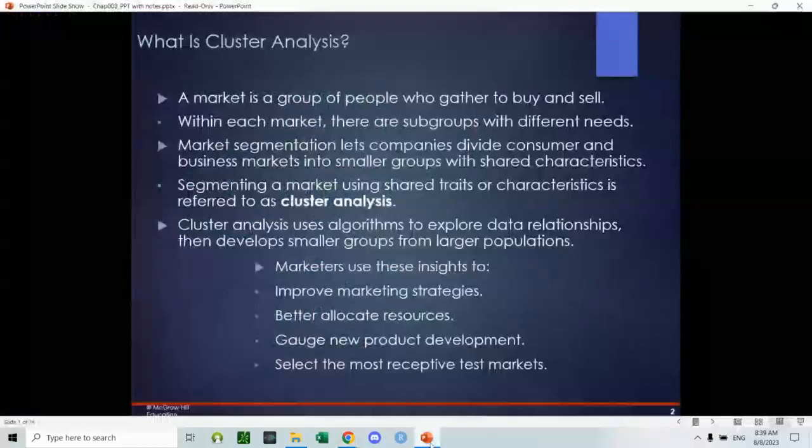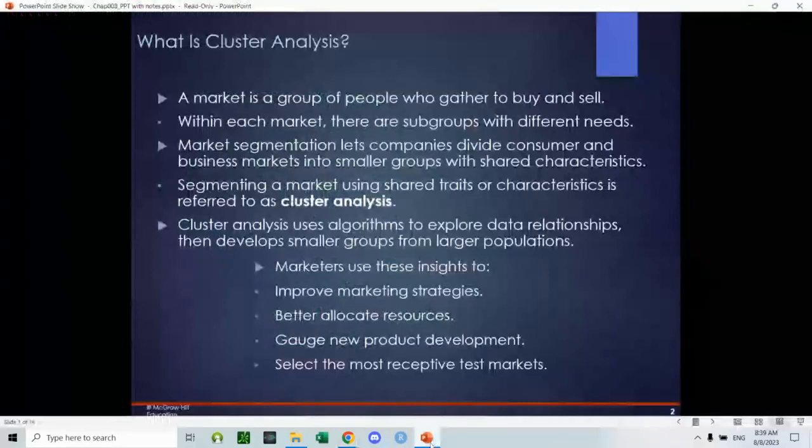A market is a group of people who gather to buy and sell, and within each market, there are subgroups with different needs. So, market segmentation lets companies divide consumer and business markets into smaller groups with shared characteristics. Segmenting a market using shared traits or characteristics is referred to as cluster analysis.